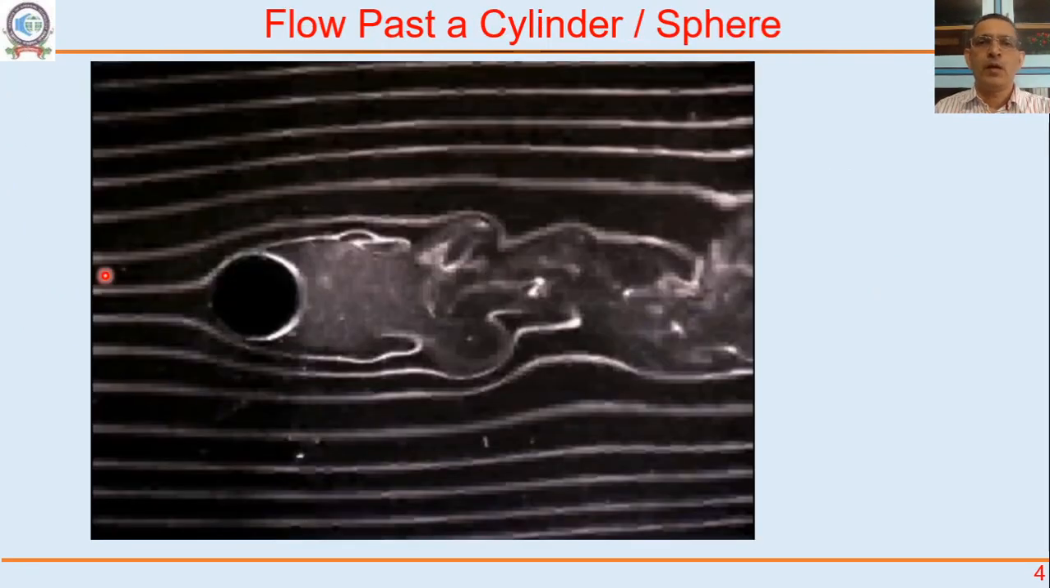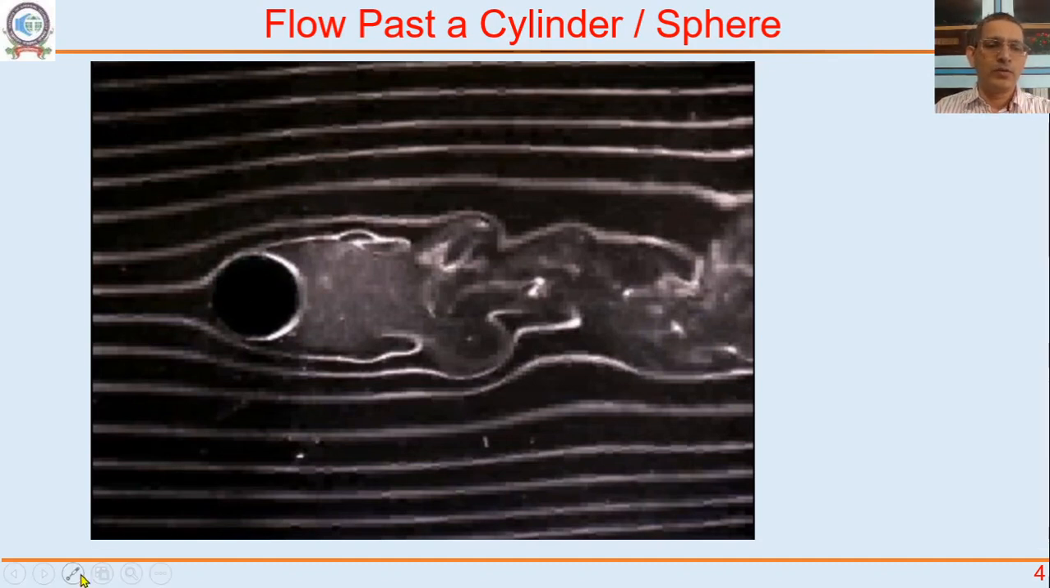So what we are going to look at is flow past objects. Let's start by looking at flow past a cylinder or a sphere. When I say sphere, this flow would be three-dimensional. When I say cylinder, this flow is two-dimensional, in the sense that we are seeing the cylinder cross-section, which is circular, and the length of the cylinder is perpendicular to the plane of the screen. So you can imagine that.